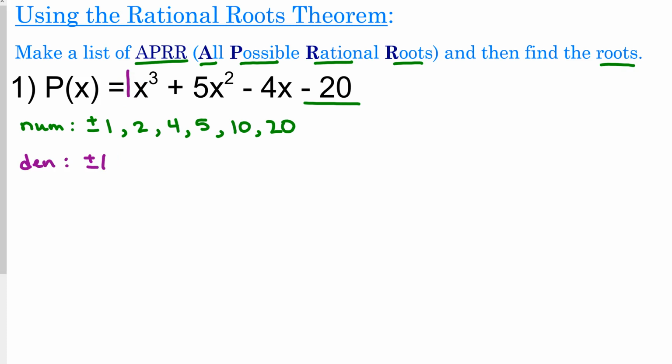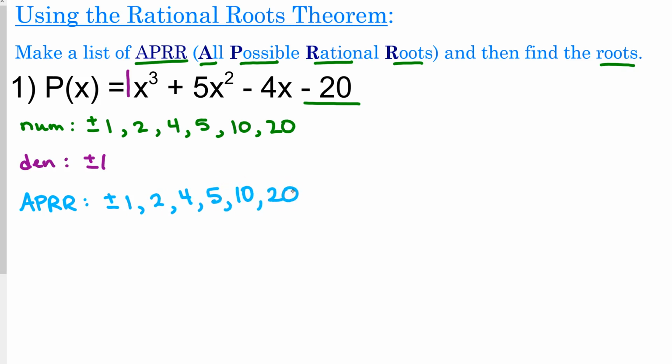So for the APRR list, we put together all the combinations possible of those numerators and those denominators. This one's fairly simple because we only have plus or minus 1 for denominators. So we have plus or minus 1 over 1, plus or minus 2 over 1, plus or minus 4 over 1, plus or minus 5 over 1, 10 over 1, 20 over 1.